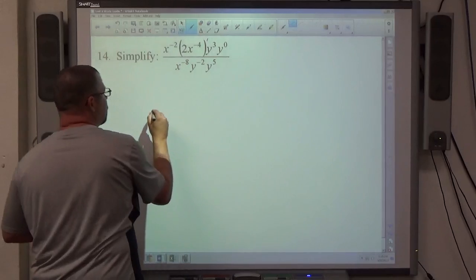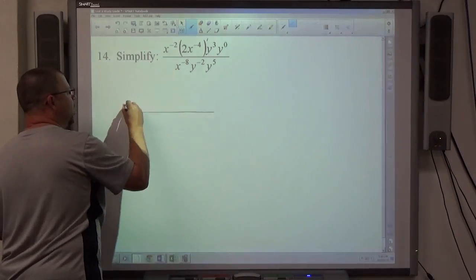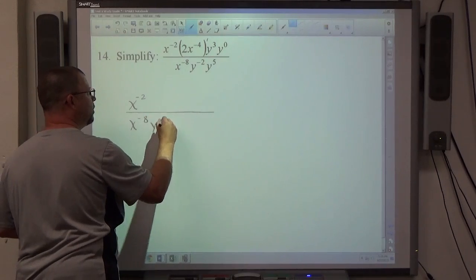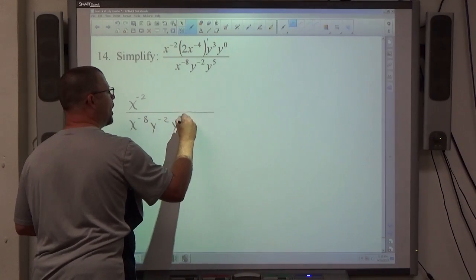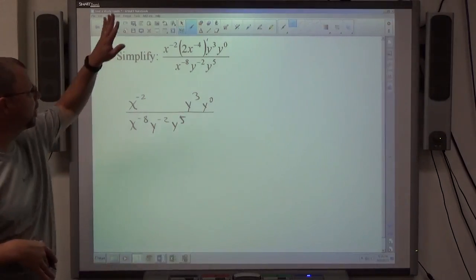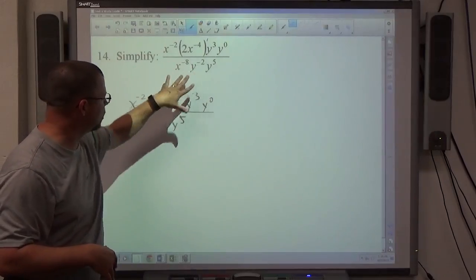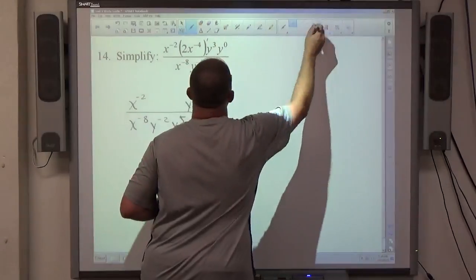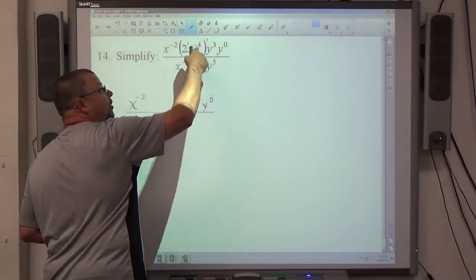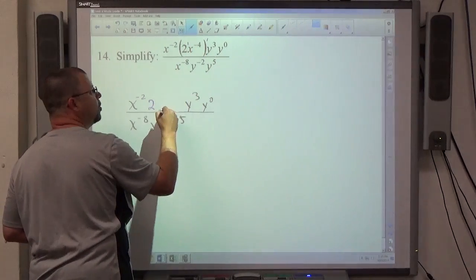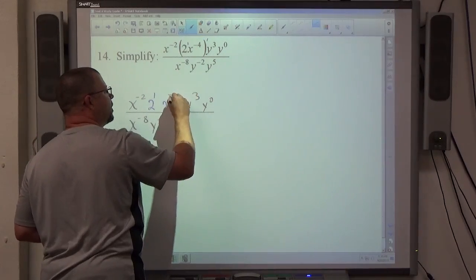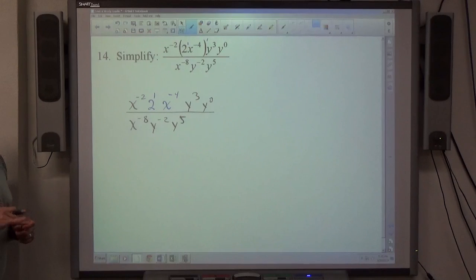Everything in black that's not in parentheses, I'm going to write in black. So I've got x to the negative second, I've got x to the negative 8th, I've got y to the negative second, y to the 5th, I've got a y cubed, and a y to the 0. So those things I'm leaving alone for right now because I'm dealing with this parentheses to a power. Everything else just came down. 2 is to the first power, and x is to the negative 4th power. Both of these things are being raised to the first power. So 2 stays 2, x stays x, 1 times 1 is 1, negative 4 times 1 is negative 4. That's how you deal with the parentheses situation.